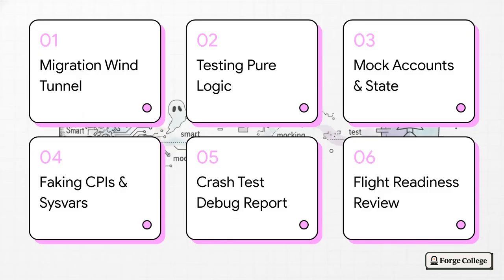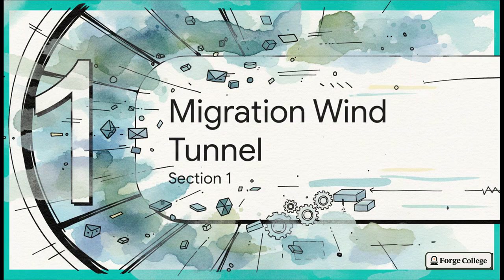First, the migration wind tunnel. Then, testing pure logic first, followed by mocking accounts and state. Next, faking CPIs and sysvars. And finally, the crash test debug report. All right, let's jump right into part one, the migration wind tunnel.